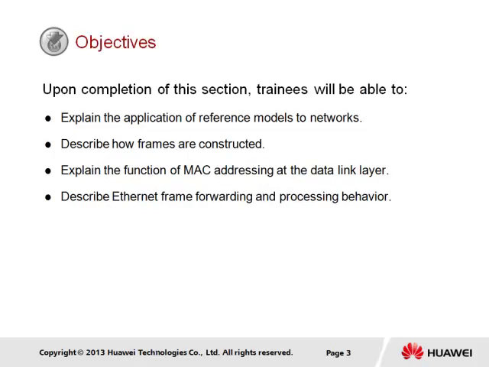So upon completion of this section, it is expected that trainees will be able to explain the application of reference models to networks, describe how frames are constructed, explain the function of MAC addressing at the data link layer, and describe Ethernet frame forwarding and processing behavior.